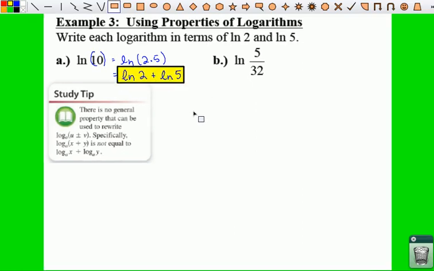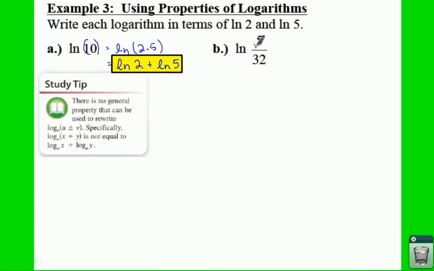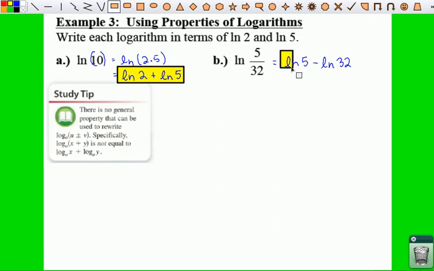Very basic. Same thing on the second part. If you have natural log of 5 divided by the natural log of 32, you're going to get the natural log of 5, and with division you're going to subtract the natural log of 32. So then this can't be reduced any further. This is just a way to expand division into subtraction.